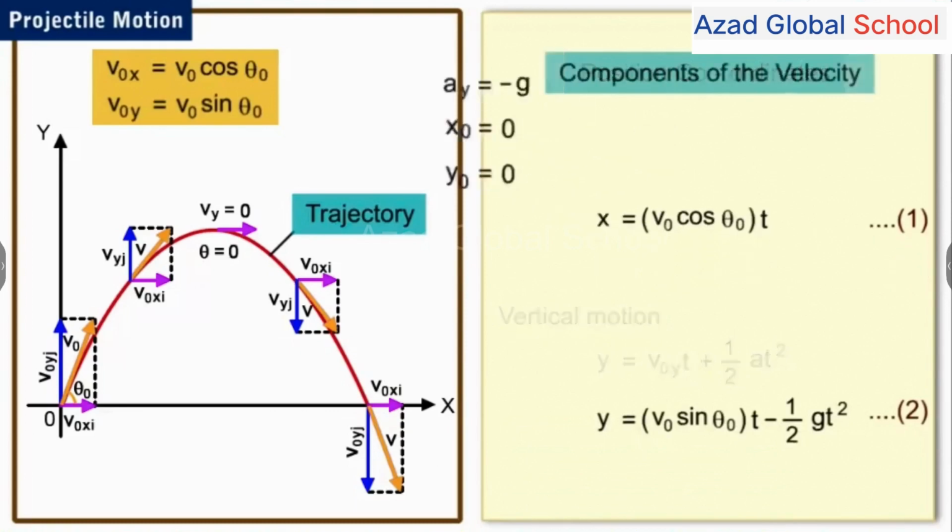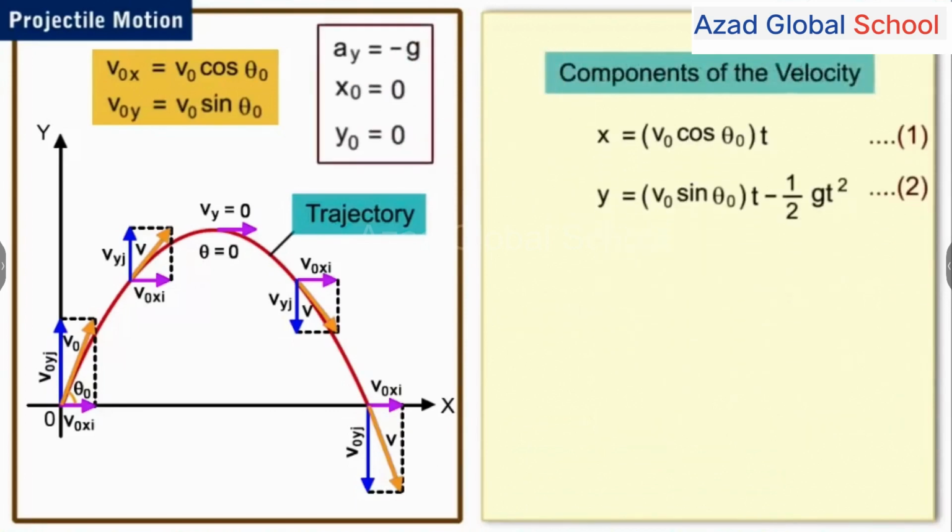Now we can write the components of the velocity of the projectile at any time t. Vx is equal to v0x, which is equal to v0 cos θ0, as the horizontal component Vx always remains constant. As the vertical component of the projectile has acceleration equal to minus g, it keeps on changing with time. Hence, Vy is equal to v0 sin θ0 minus gt.